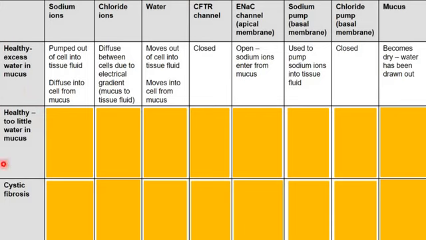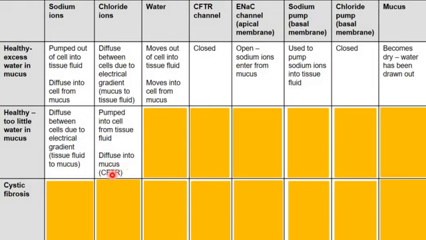So next up, when we have this healthy person with too little water in the mucus, remember we needed to move some things from the bottom up to the top in order to draw water that way too. Sodium ions in this case weren't being pumped. These were the ones diffusing between the little gap between cells due to the electrical gradient. So this goes all the way from the tissue fluid at the bottom up to the mucus layer at the top. Next up, the chloride ions are going to be pumped at the bottom of the cell upwards first, and then they're going to diffuse from inside the cell up through the apical membrane through the CFTR protein.